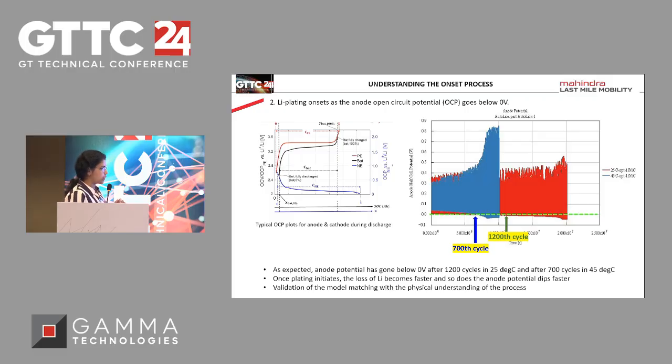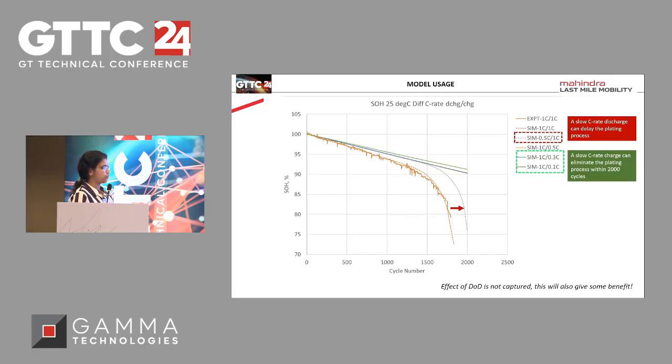Once we got confidence with the model, we tried to simulate some cases to understand how to delay this lithium plating behavior. We saw that if we decrease the discharge C rate, it can be delayed, as shown here. If we reduce the charge C rate, it can be eliminated, or almost eliminated, as it showed full linear degradation at least till 2000 cycles. We didn't simulate any further.